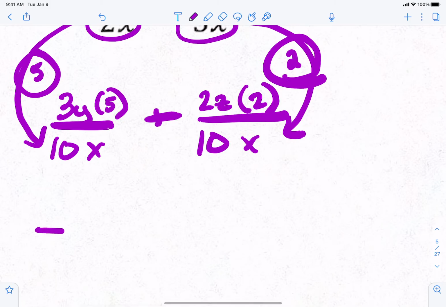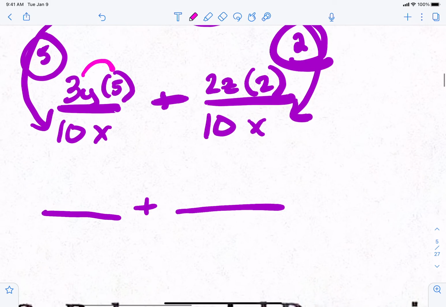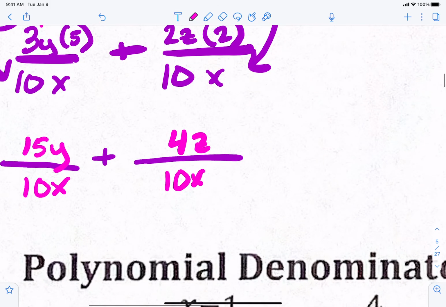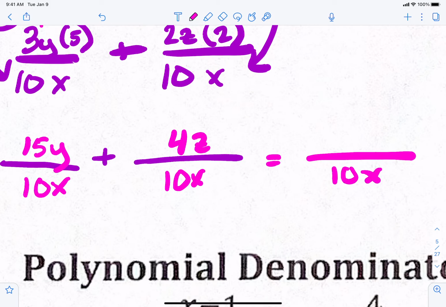And then all we do is simplify and put stuff together. So 3y times 5 is 15y, okay? On the bottom is 10x. He just stays 10x, okay? What's 2z times 2? 4z. And on the bottom, 10x, okay? And then all I do is my bottom, you guys remember from adding fractions together, 10x and 10x. That bottom stays 10x, right? We don't make it 20x or anything like that. 10x is what he stays.